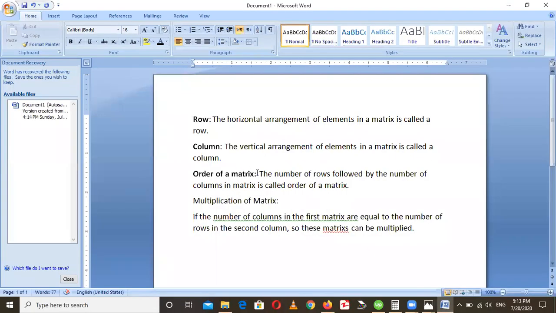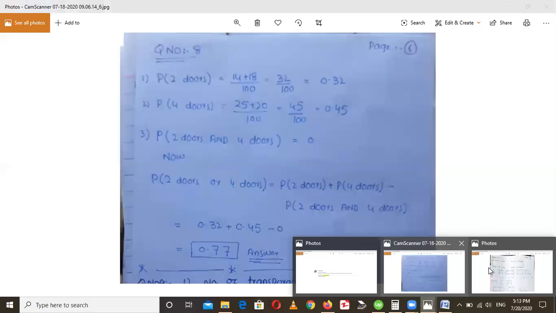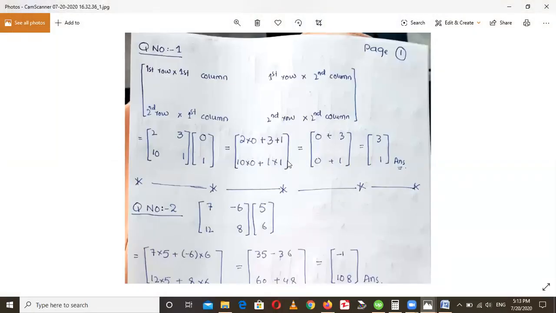Now come to this point. Order of a matrix. What is meant by order of a matrix? This is very important. The number of rows followed by the number of columns in a matrix is called the order of a matrix. If someone asks you what is the order of this matrix, you have to first tell the number of rows, put a multiplication sign in the middle, and then tell the number of columns. So your answer should be 2 cross 2. 2 cross 2 means there are two rows and two columns.